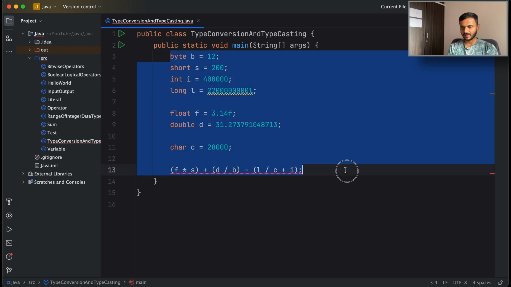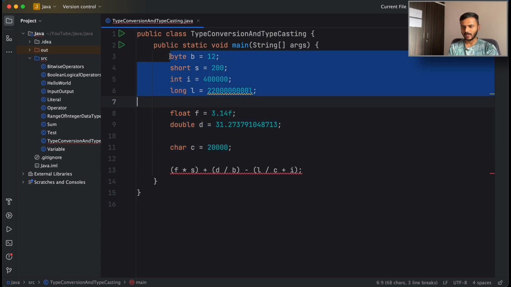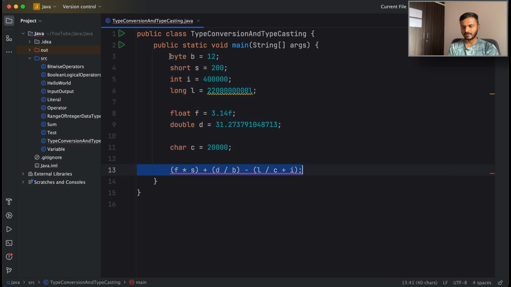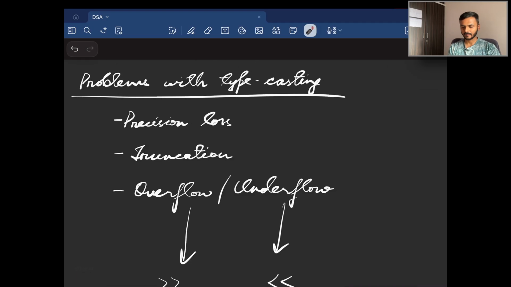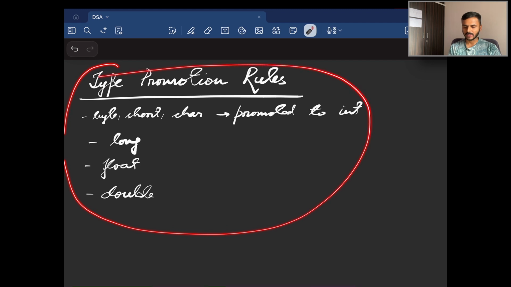So in this example, you can see that we have got a few variables of different types. We have got byte, short, int, long, float, double, and char. And over here in line number 13, we're doing some arithmetic operation. Now answer me this. What will be the type of the result that this arithmetic expression will give us? To understand that, you will have to know the type promotion rules.